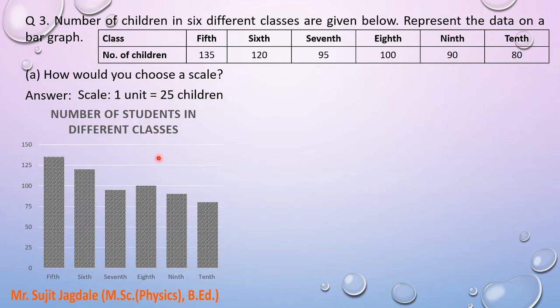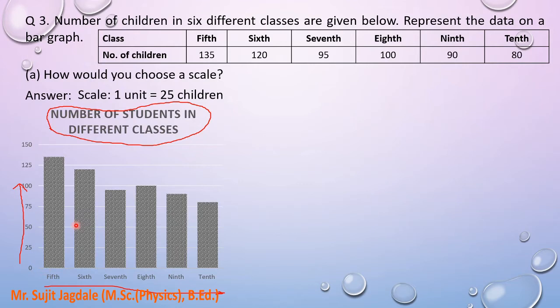I have given the title. What is the title? Number of students in different classes. So from the title you can identify the data. Then next, I have used the horizontal axis, which shows the classes, and the vertical axis, which gives the number of students. In this way I have used both axes, horizontal and vertical.